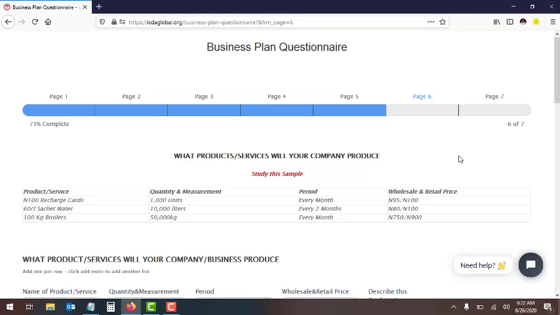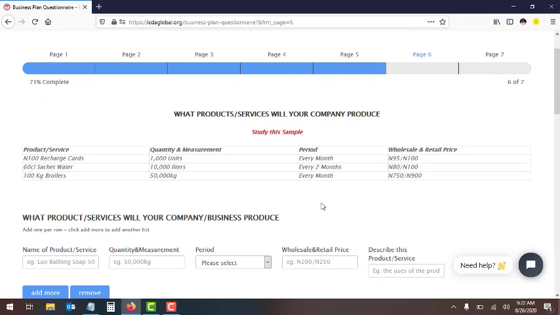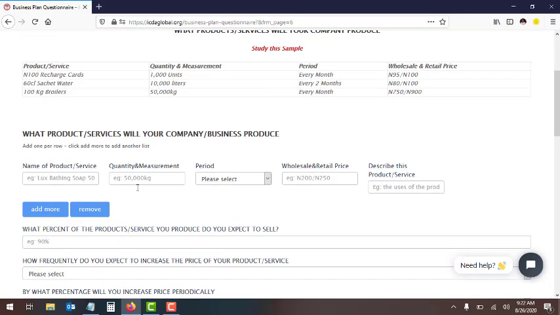This correction is for what products or services will your company produce. Here, you do exactly the same thing you did in who are your key competitors. List down your products.